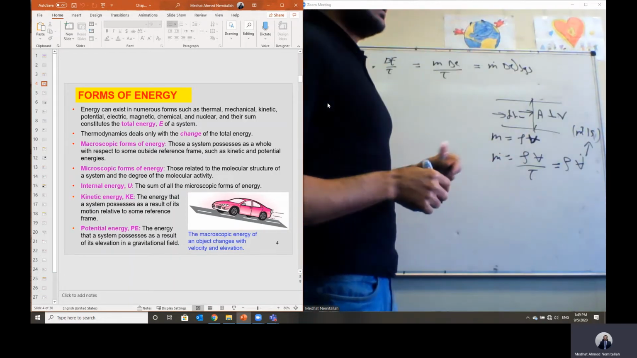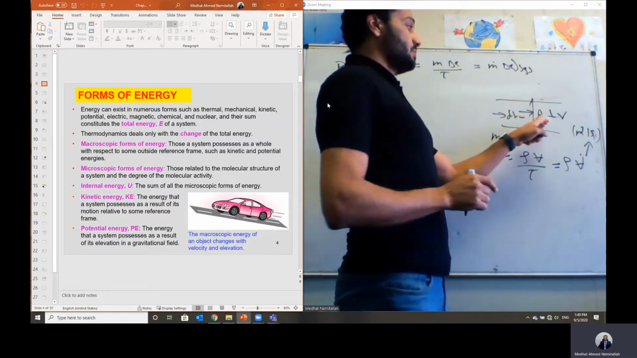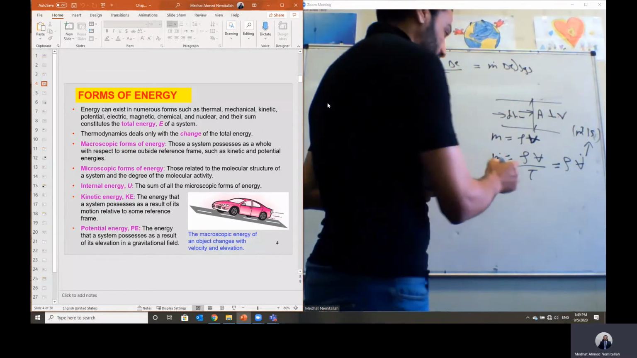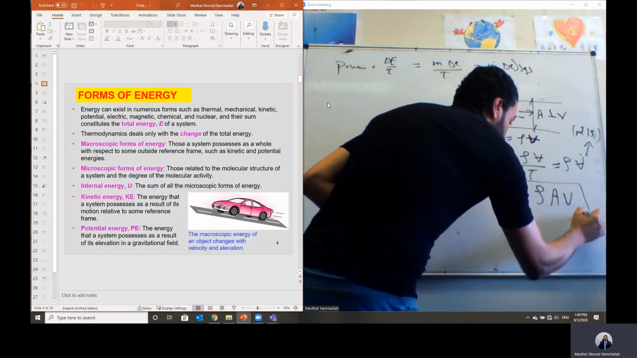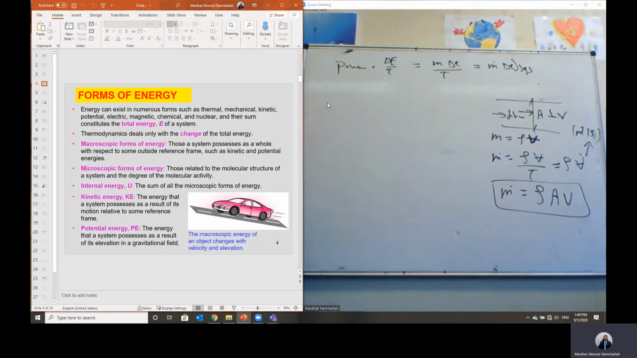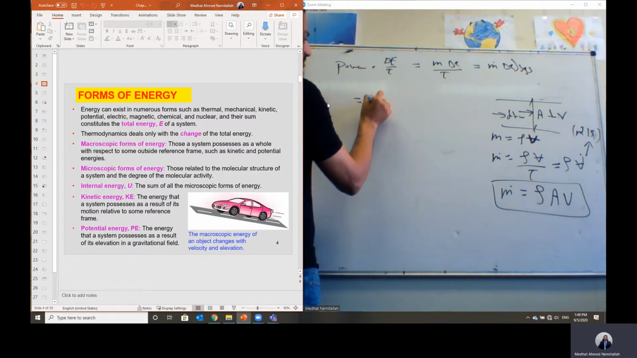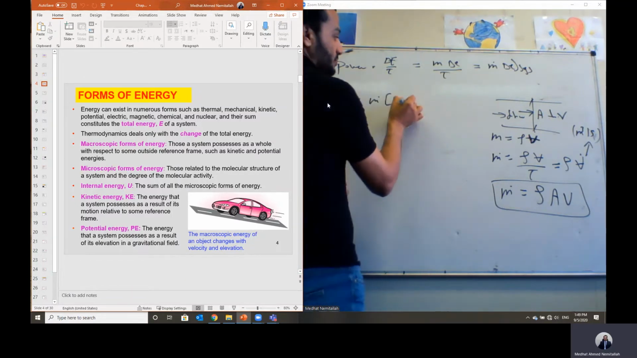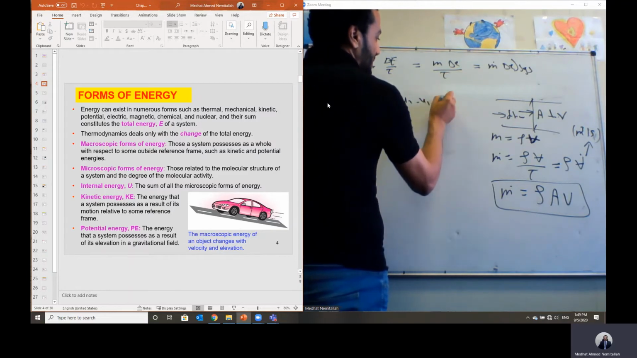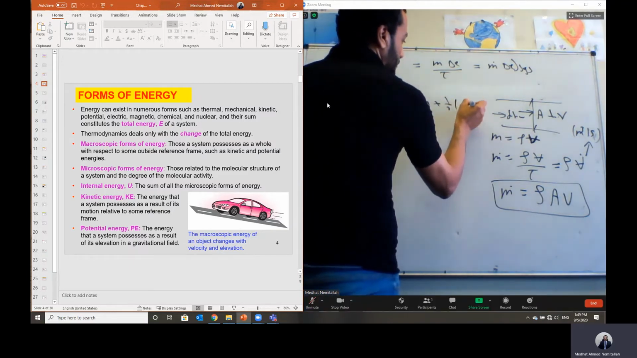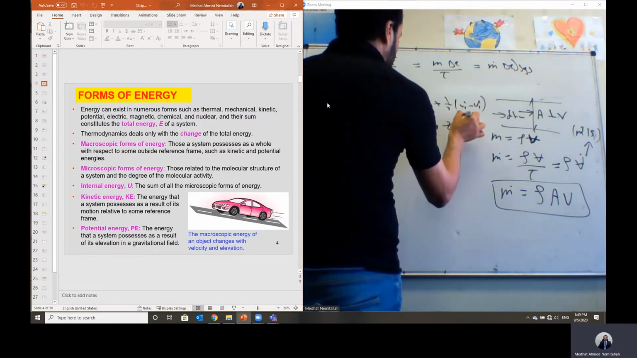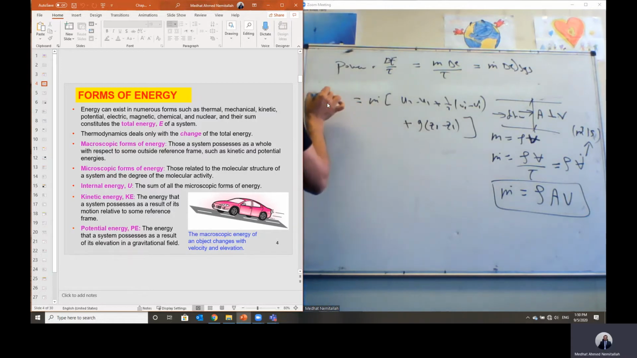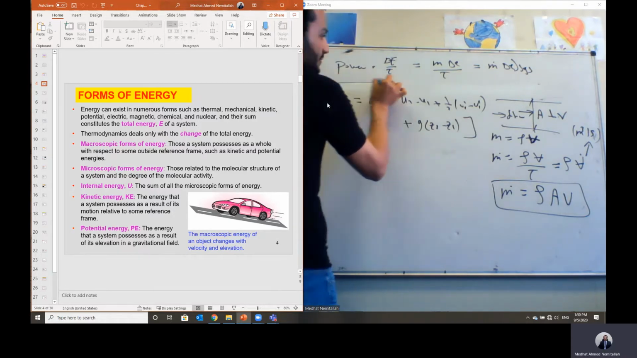And the volumetric flow rate is equal to the cross-sectional area multiplied by velocity. So m dot is equal to density multiplied by area multiplied by the velocity. In this case, the power of a system will equal m dot multiplied by the change of energy of the system: U2 minus U1, plus half V2 squared minus V1 squared, plus g multiplied by Z2 minus Z1. And this is the power of the system.